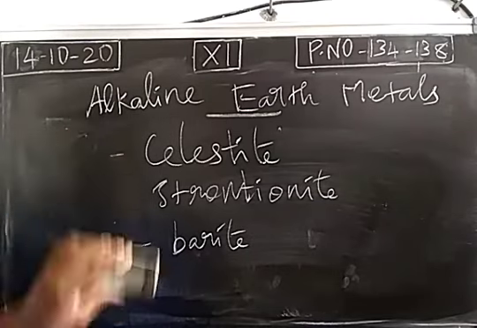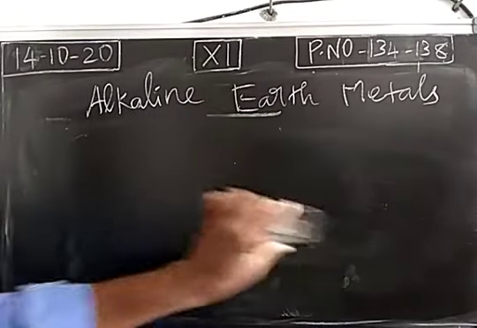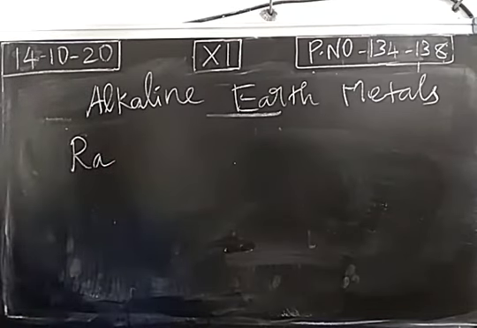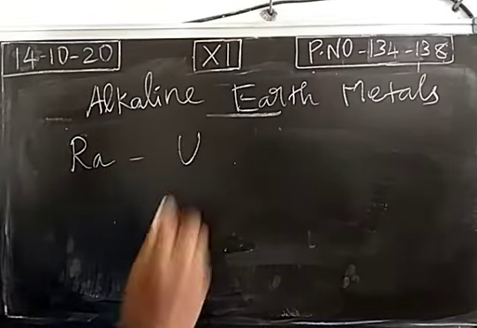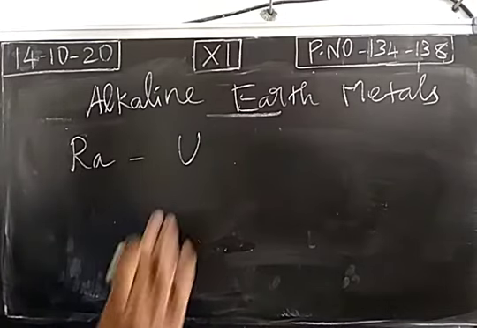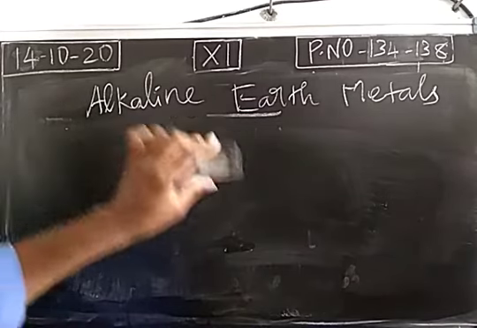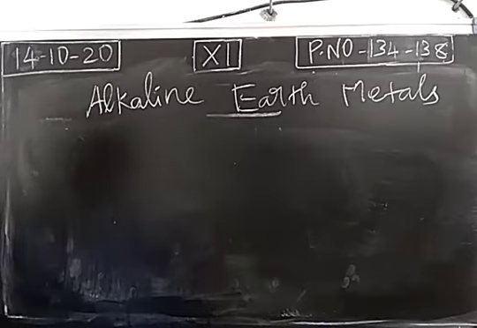Then, as I told already, radium has radioactivity, and this will be obtained from the radioactive disintegration of uranium. So when the heavier uranium is disintegrated, it will produce lighter elements like radium. This is the abundance and ores of alkaline earth metals.